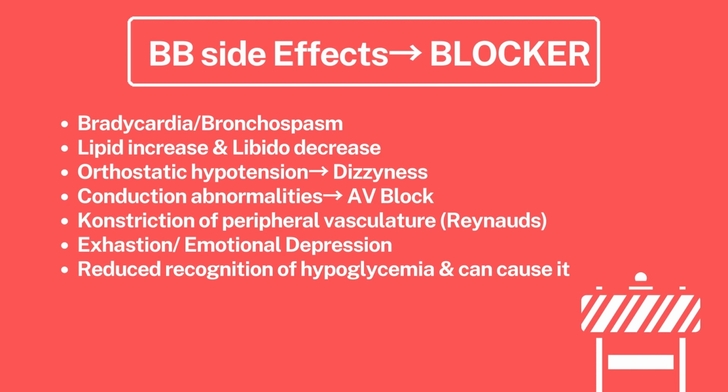The B standing for bradycardia / bronchospasms. L for lipid increase and libido decrease. O for orthostatic hypotension. C for conduction abnormalities. And the K, we know constriction starts with a C, but just go with it. So K standing for the constriction of peripheral vasculature.